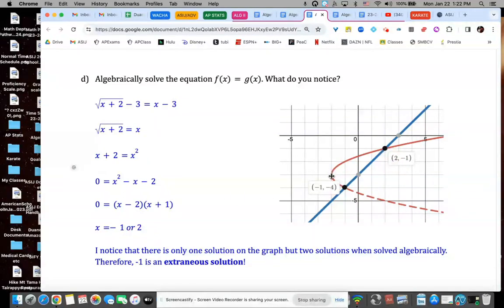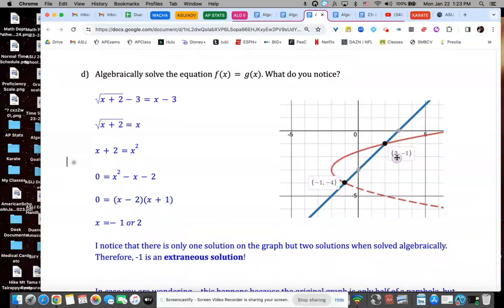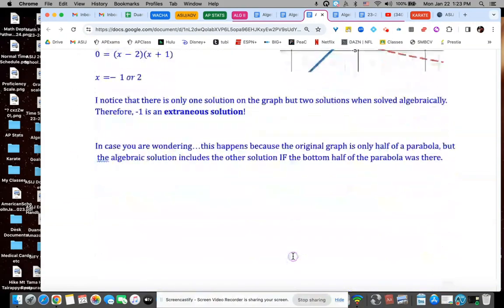-1 would be a solution if I was using the bottom of my graph from the parabola, but I'm not. I'm just using the positive square root piece. I'm not using the negative square root piece from the original equation that I had. So we only want that one solution, and we're going to say -1 is an extraneous solution. That's what you need to be able to say. Okay?